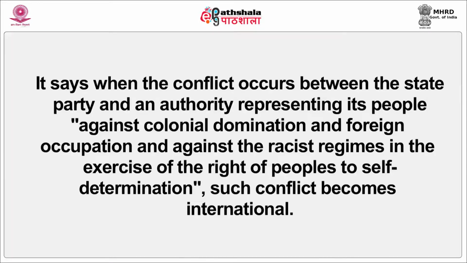Another way in which a conflict can become international is provided in Article 1, Paragraph 4 of Additional Protocol 1977. It says, when the conflict occurs between the state party and an authority representing its people against colonial domination and foreign occupation, and against the racist regimes in the exercise of the right of people to self-determination, such conflict becomes international.